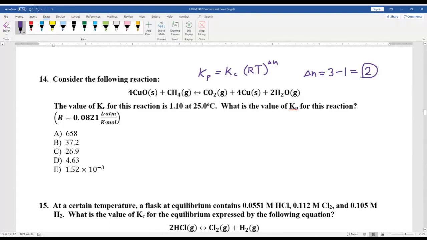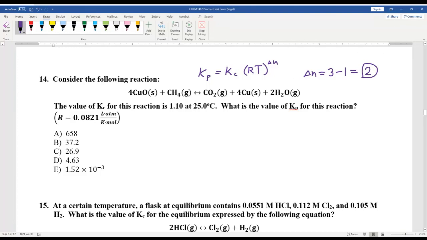Notice that if the number of moles of gaseous products and the number of moles of gaseous reactants are the same, like if I start with 2 moles and I end with 2 moles, then Kp and Kc are the exact same number, because delta N would be 0, and anything to the 0 power is 1. In this case, they're not, so I do actually have to perform this calculation.